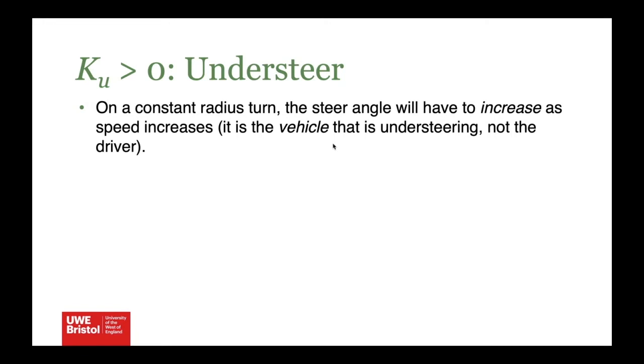So again, you're going around a corner of a constant radius. But as you increase the speed of your vehicle, you have to apply more steering lock to maintain that radius of the corner. The car is in a sense washing out. So you apply more steering lock, which generates more lateral force at the front, which hopefully will keep that radius of the corner the same. And that's the vehicle understeering.